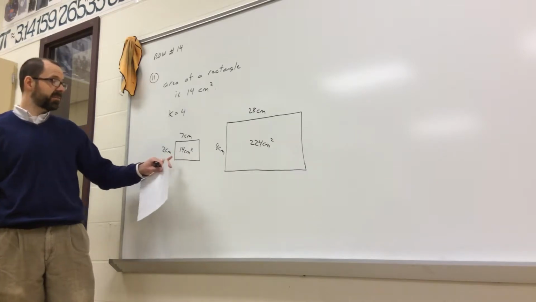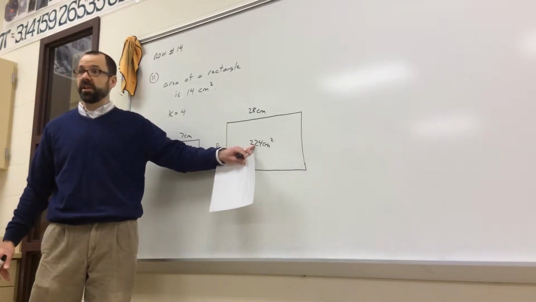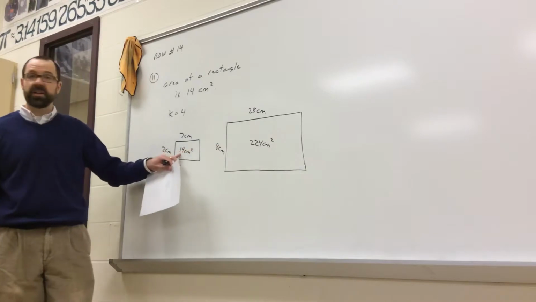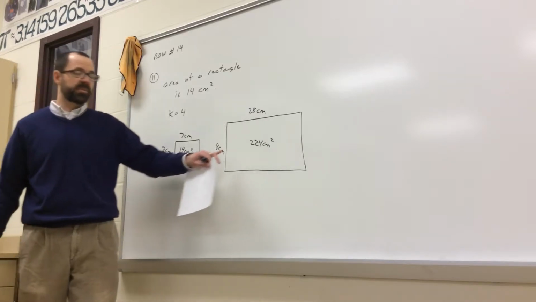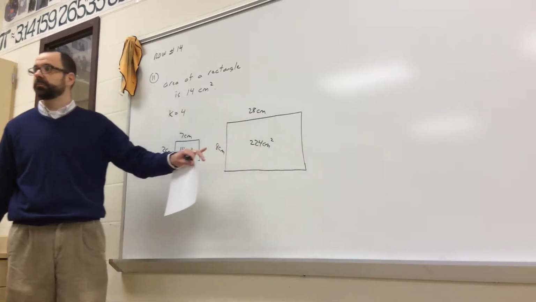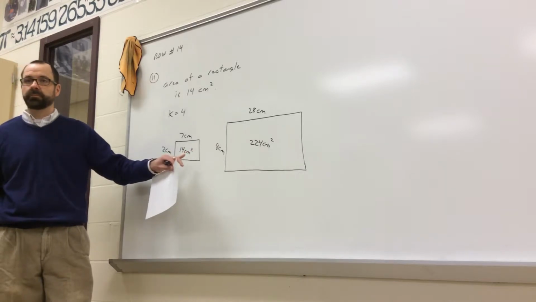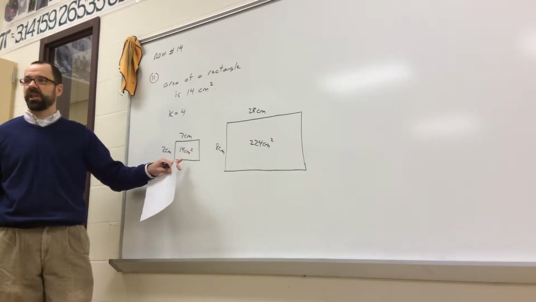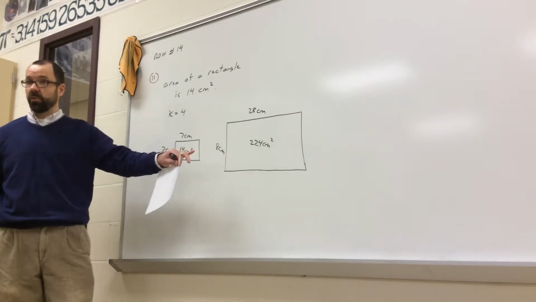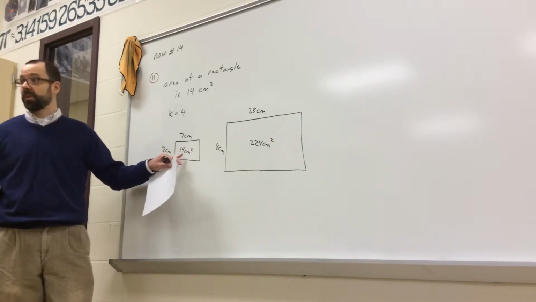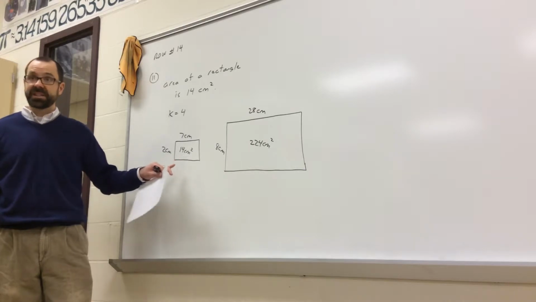Okay, so how many times bigger is this area compared to that area? We were thinking it was going to be 4 times bigger, but how many times bigger is this? It's kind of hard to tell. You can't just do it in your head, but how could you figure it out? Yeah, just divide the numbers, right? 224 divided by 14 to see how many times bigger it is. And it turns out it's 16 times bigger.